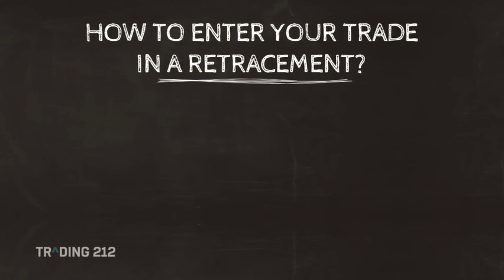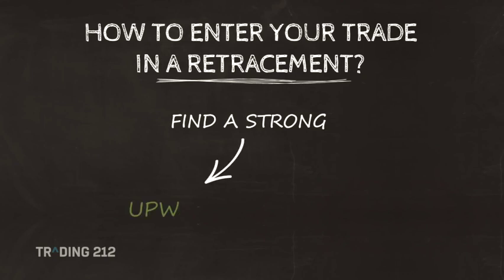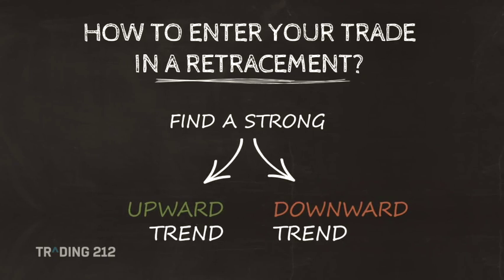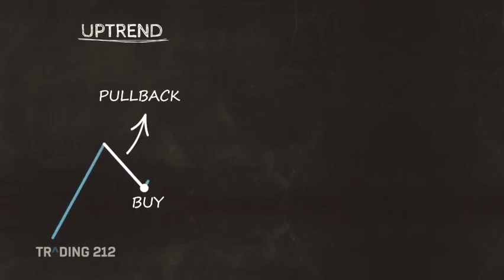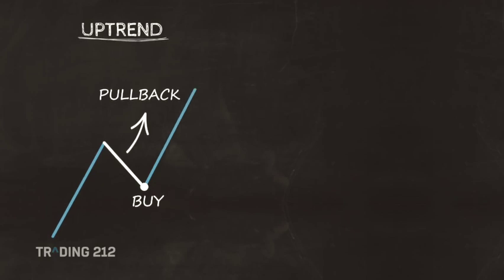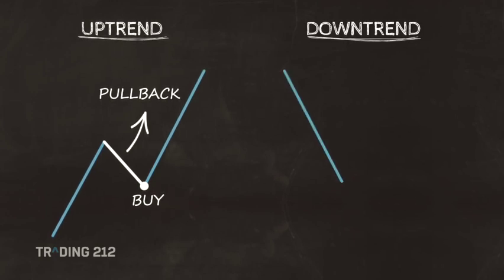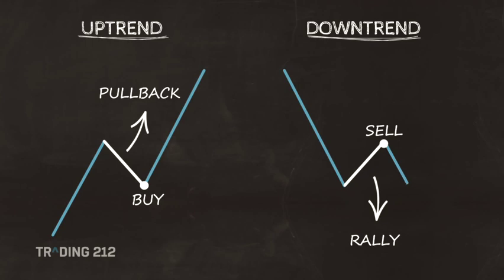So how would you enter your trade in a retracement? What's first? The first thing you need to do is find a strong upward or downward movement of a given financial instrument. To find a good entry position, you should look to enter the market in the direction of the trend right after a pullback has occurred. Put simply, you should buy pullbacks in an uptrend and sell rallies in a downtrend.